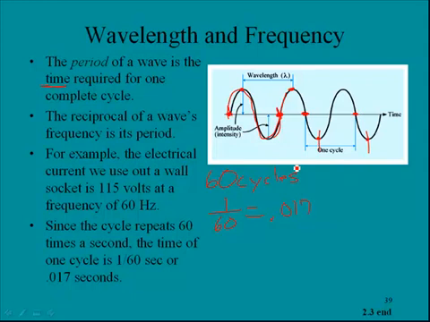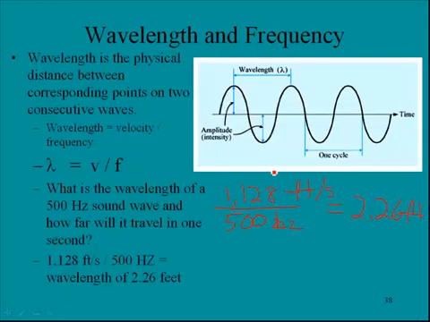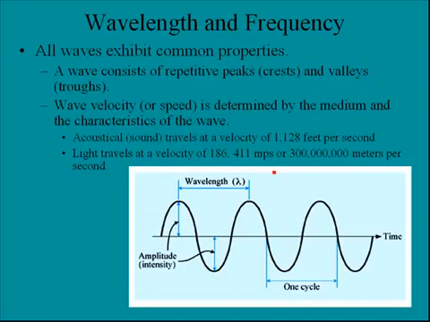Okay, this was a brief lesson. We simply looked at wavelength and frequency. We looked at the period of a wave. We also looked at the wavelength, and we determined the difference between the two. Wavelength has to do with distance, and period has to do with time. We looked at the speed of sound. We looked at the speed of light.